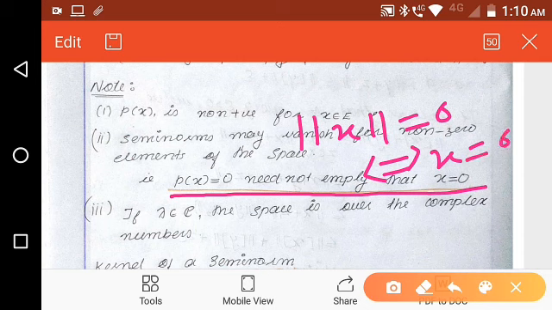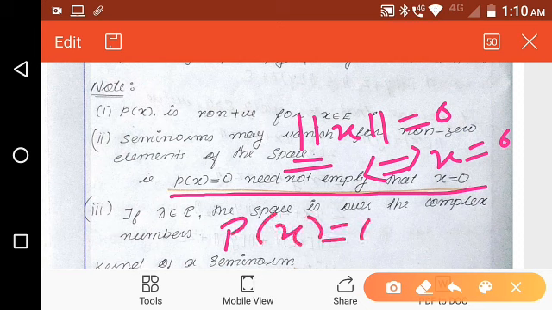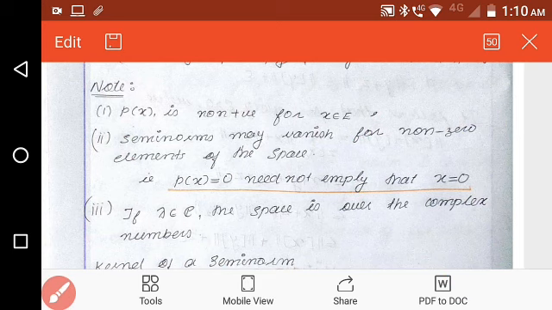But in the case of semi-norm, here we are denoting p as the function instead of norm. That is, p of x equal to 0 need not imply that x equal to 0. That is, p of non-zero values may be 0. That is the difference between semi-norm and norm. There is only one difference.